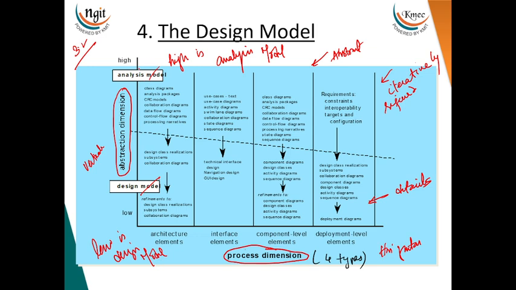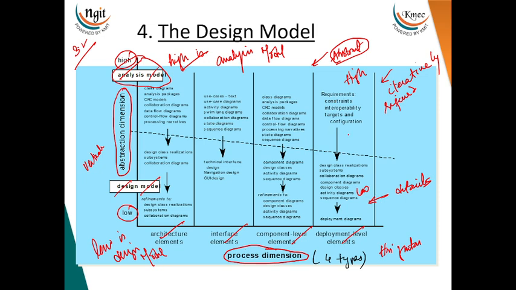So as we move on, in the analyze model, the abstraction is very high, whereas in the design model, the abstraction is very low, because we are going to see all the detail in the design model, whereas in the analyze model we are going to see the abstract model. Here it is very high, here it is very low, and there are 4 parts: architectural element, interface element, component level, and deployment level model. If you go to the analyze model, we see a high level of abstraction, whereas here we see a low level of abstraction.